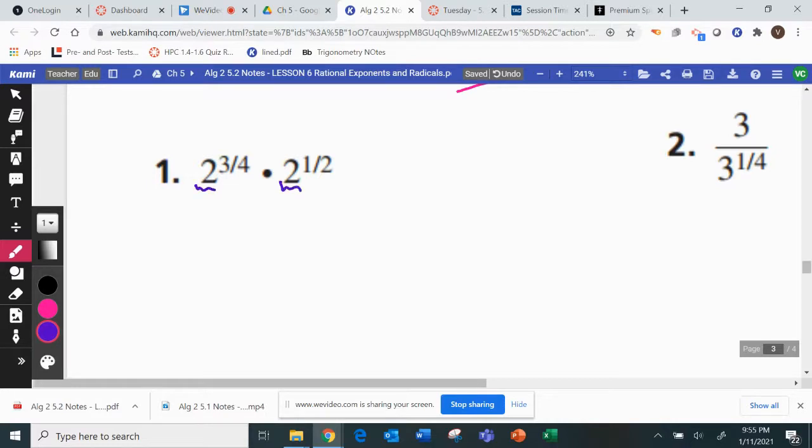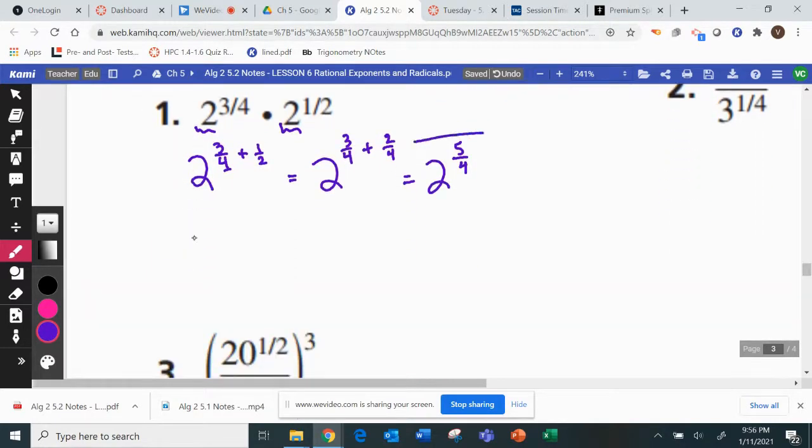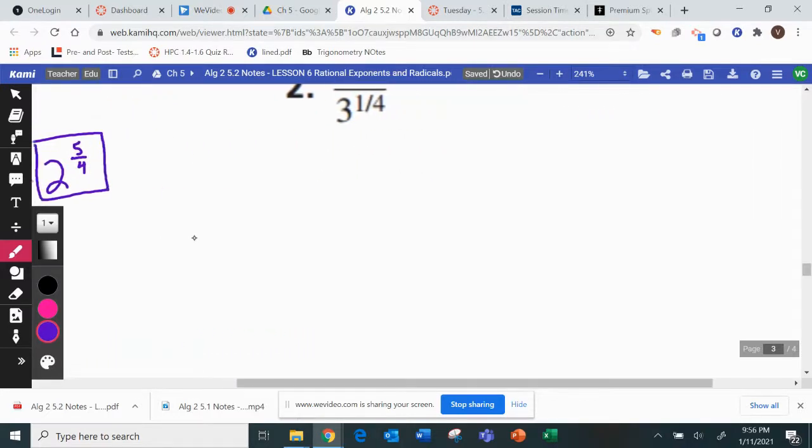Like bases, we use the property that says add the exponents. The exponents do not have common denominators, so we find a common denominator of 4. And I get 2 to the 5/4. Now, what do the directions say? It just says simplify. I think that this is a good simplification. If we needed to write it as a radical, we would simplify it a little bit differently, but I think this is as far as we're going to go for this one.